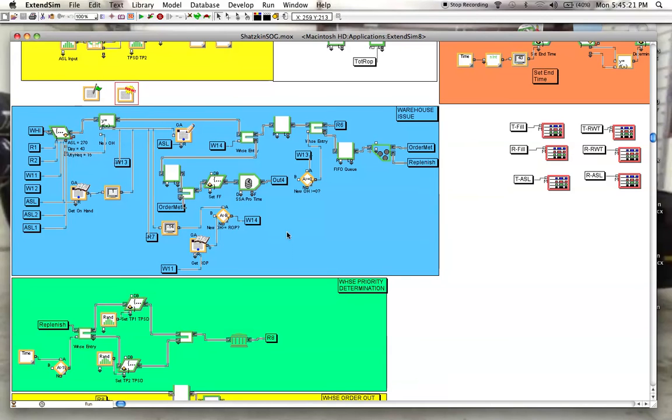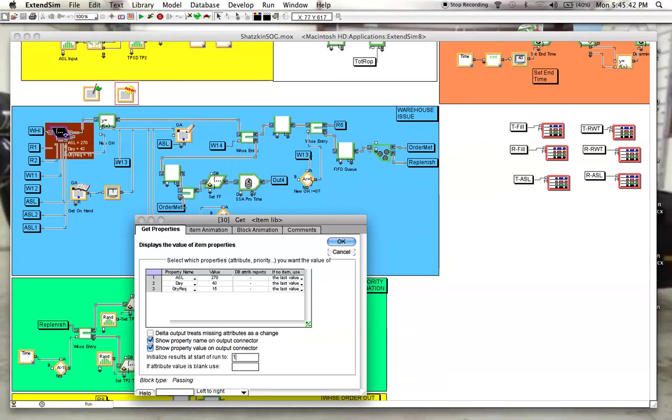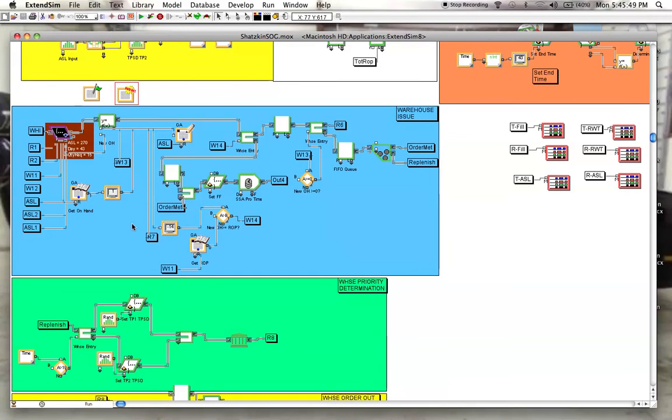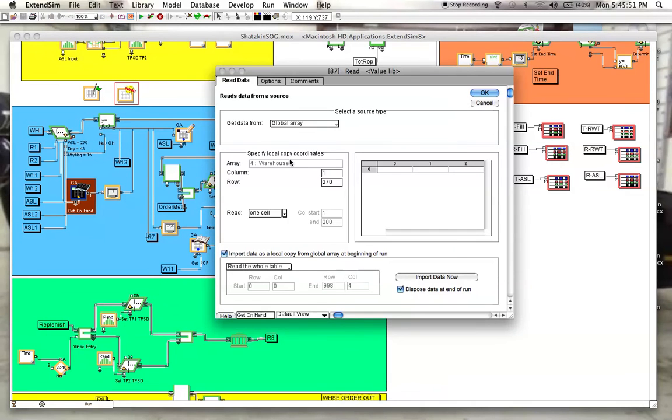The purpose of the warehouse issue block is to take the required quantity, compare it against the stock on hand, and then make a decision about how that item is filled or handled. So the first thing is we get the attributes of ASL and the quantity required, and we check the on-hand balance.